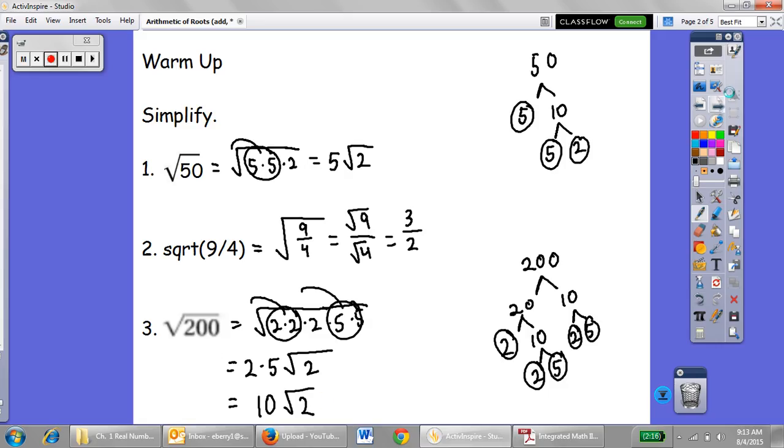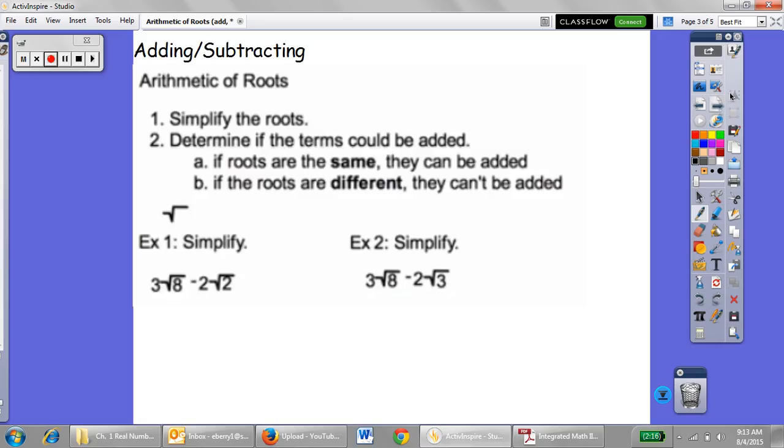Okay, now let's get into the lesson for today. So we're going to learn how to add and subtract roots. There are 2 simple instructions here. First, we need to simplify the roots. And number 2 says determine if the roots could be added. If the roots are the same, they can be added. If the roots are different, they can't be added or subtracted.